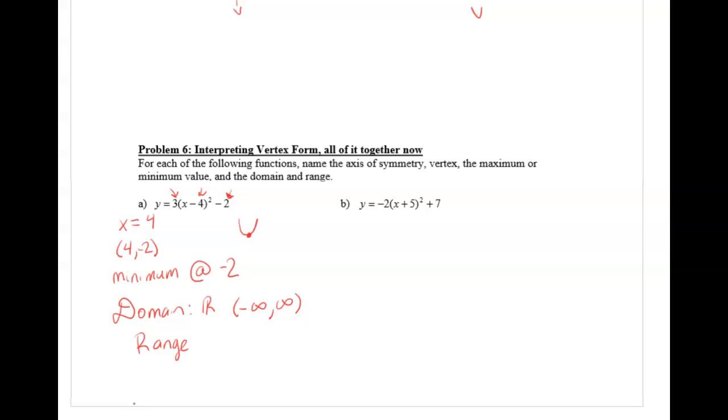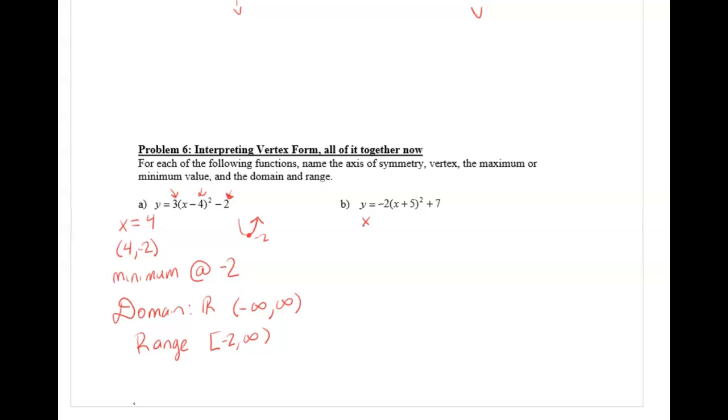should be from -2 all the way to infinity because I am starting at -2 and I'm going up forever. So range is always from bottom to top on your graph. And that's it.